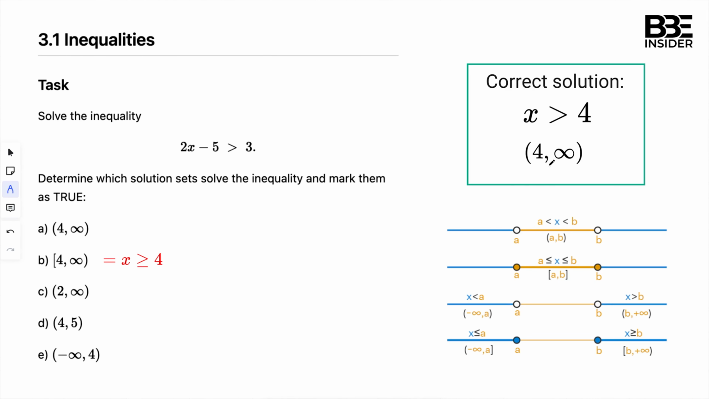With this solution, we need to go through each single statement and determine whether it's true or false. The very first one exactly matches with the findings from the slide before, therefore A is true. If we go to the second one, B, we see a square bracket was used. The square bracket means that x is greater or equal to 4. However, our solution is just greater than 4. Therefore, this statement is false. Statements C, D, and E are obviously false as well. They don't match our correct solution set.